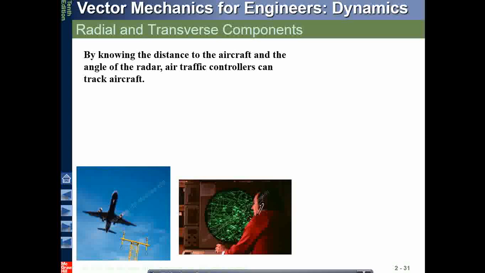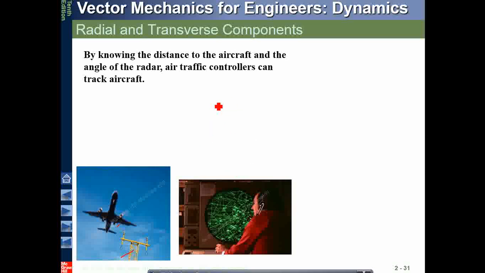Then after that, we have some radial and transverse components also. We also call them cylindrical coordinates, coordinates obtained by the cylinder. When a particle is moving on the cylinder, we have the r theta coordinate system. So by knowing the distance to the aircraft and the angle of the radar, aircraft controllers can track the aircraft. So these are the radars and these are the aircraft, some examples like this.